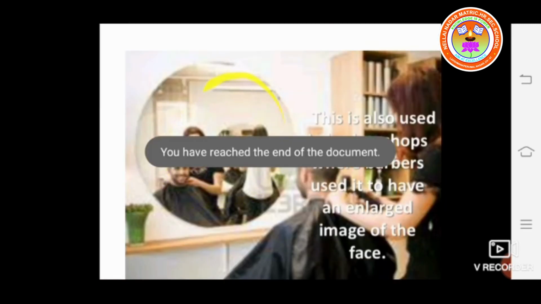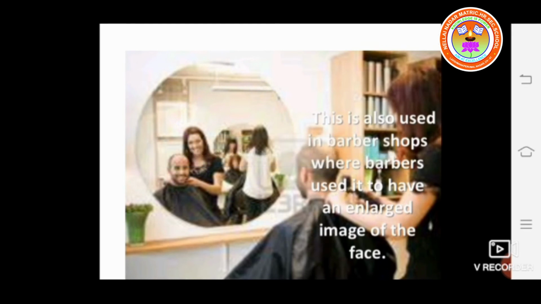Next, the concave mirror is also used in the barber shop, where barbers use it to have an enlarged image of the face. Thank you students.